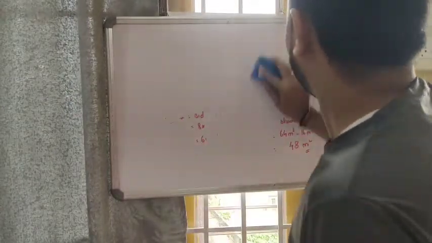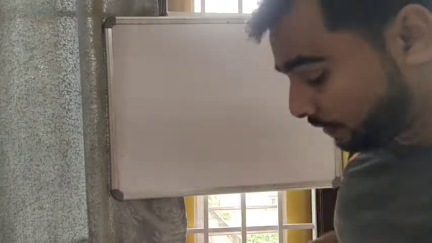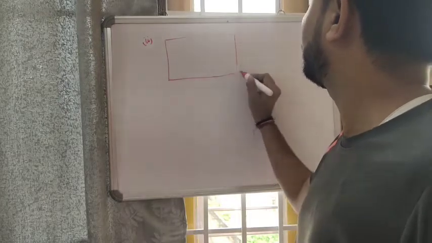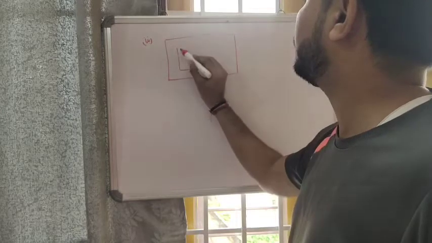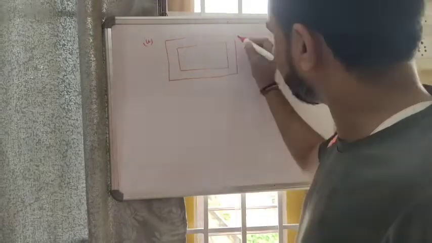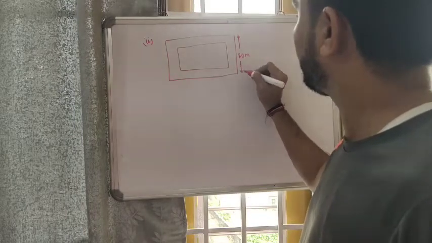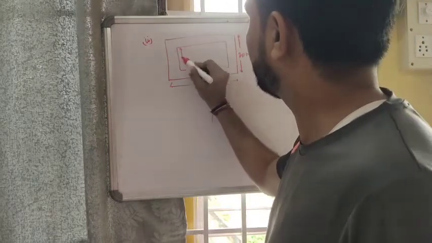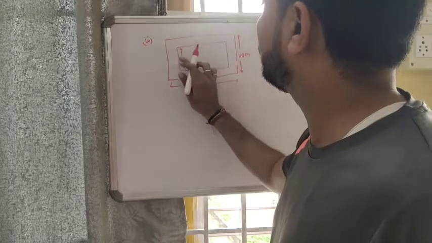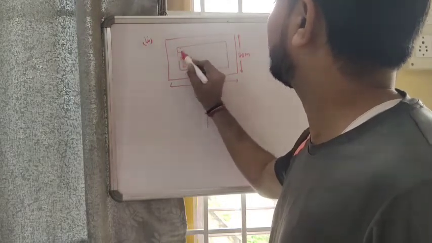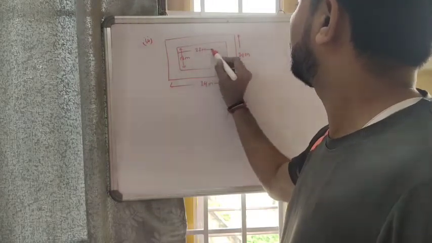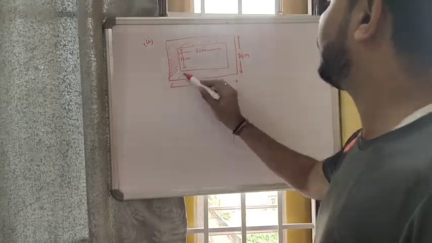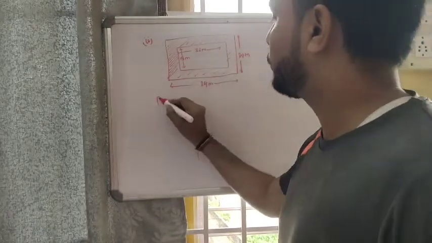Number 2 is very similar to it. Here it was a square, in number 2 it is a rectangle. So the figure looks like this. Inside it, one rectangle is there. This is 24 meter. Here it is 18 meter, and here 22 meter. This is the shaded portion. So here, in place of squares, we have rectangles. So you will do same as number one.